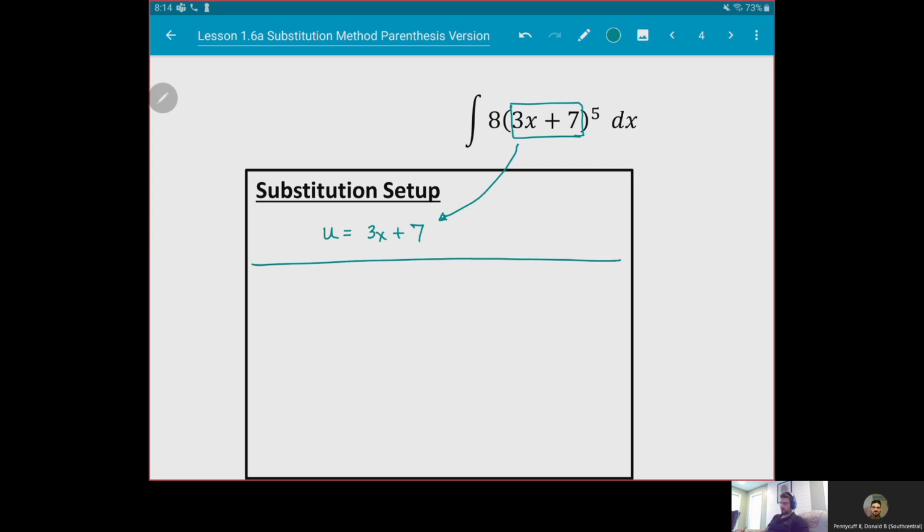Okay? Then I'm going to go ahead and do du is equal to 3 dx. So that's step 2. And then I'm going to move that over. And so that's going to be 1/3 du equals dx.